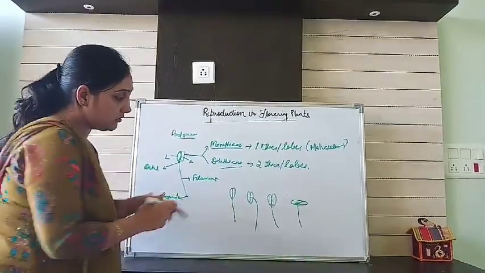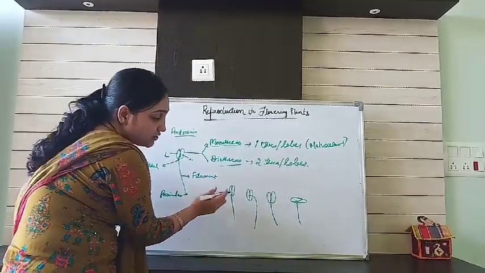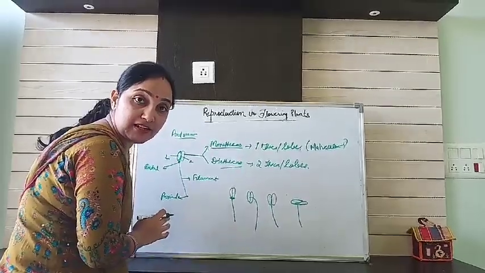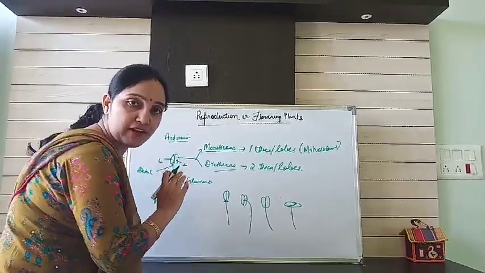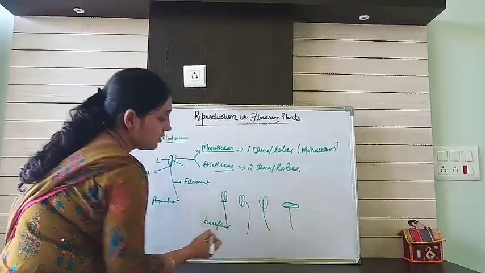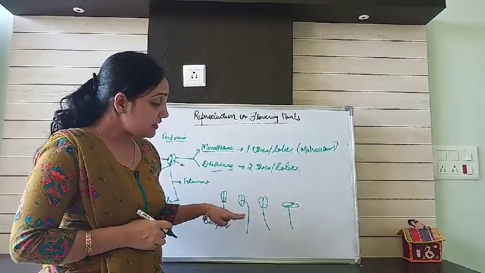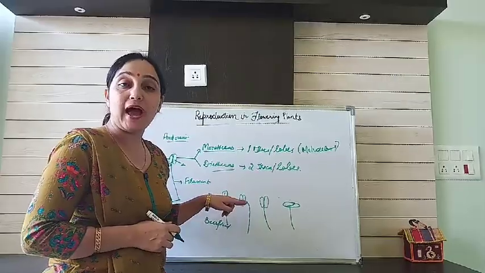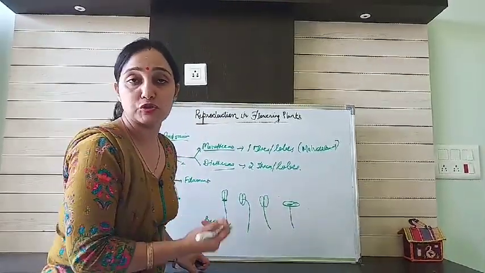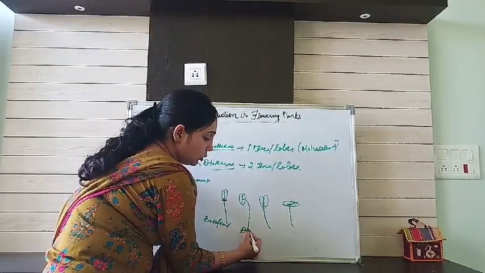See, here the filament is attached to the anther from the base. Such attachment is called basofixed. So this is basofixed. Now the attachment in which the filament is attached to the anther at the dorsal side, we call dorsofixed. So this is dorsofixed.